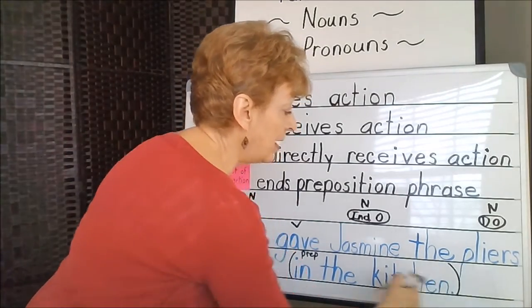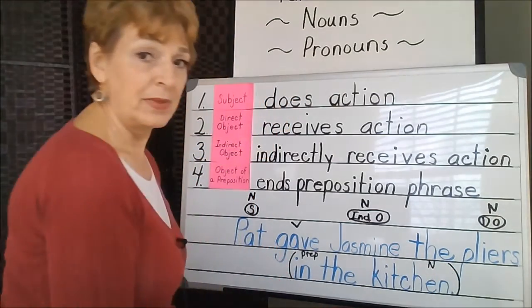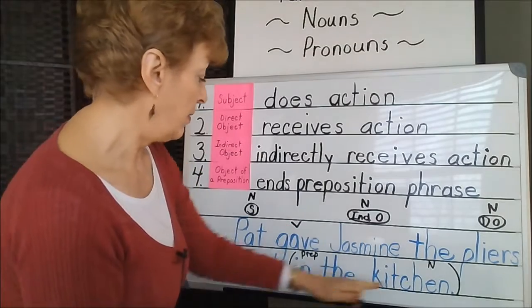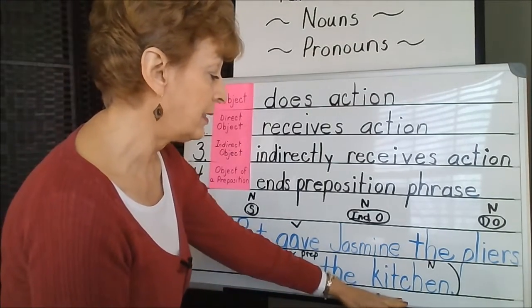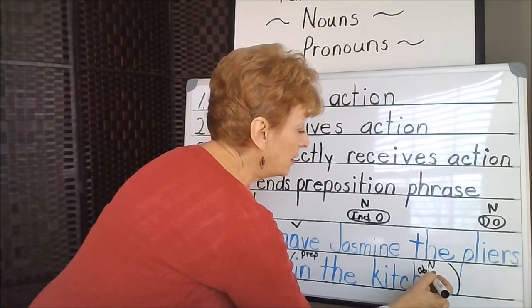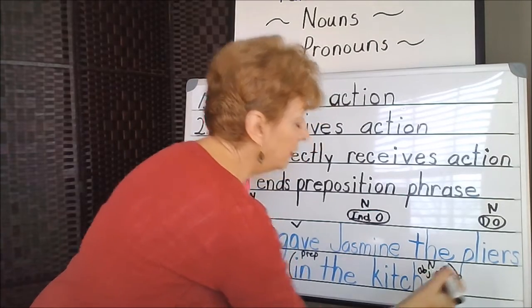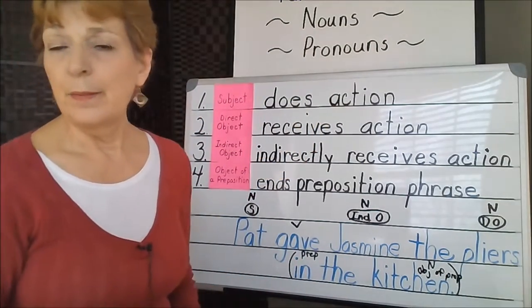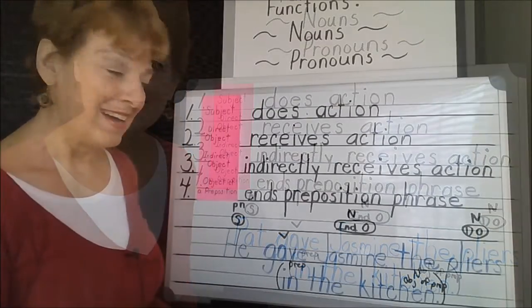So we have another noun here. Kitchen is a place. But kitchen finishes off this prepositional phrase. It ends it. So it is the object of a preposition. More on that when we talk about prepositions and prepositional phrases.